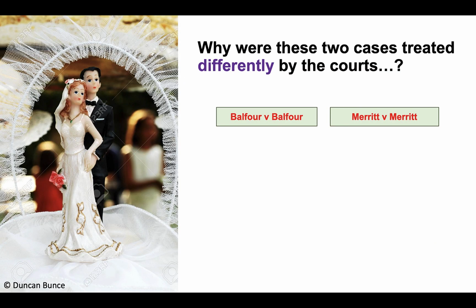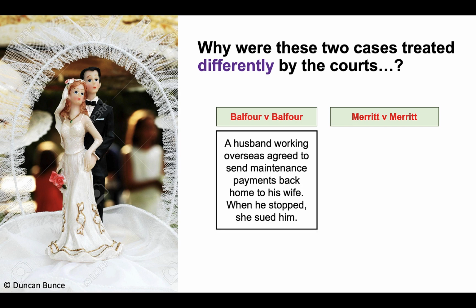Now, two cases, probably two of the most famous contract law cases in existence. Good to compare and contrast. I think Balfour and Balfour was something like, off the top of my head, 1919, quite old. Merritt and Merritt, I think, was somewhere in the 60s. Why were these two cases treated differently by the courts? They both involved a husband and wife. So with Balfour and Balfour, we've got a husband working overseas who agreed to send maintenance payments back home to his wife. When he stopped, she sued him.